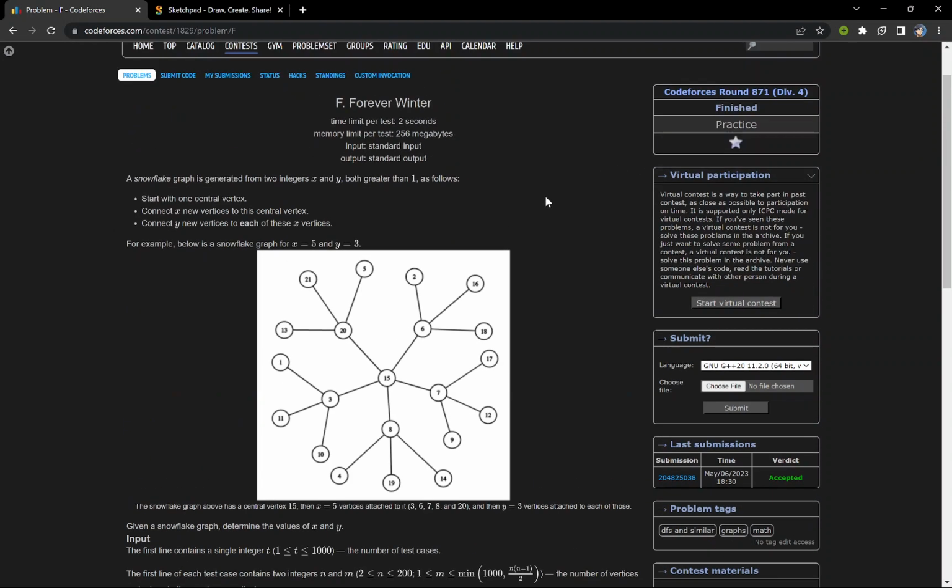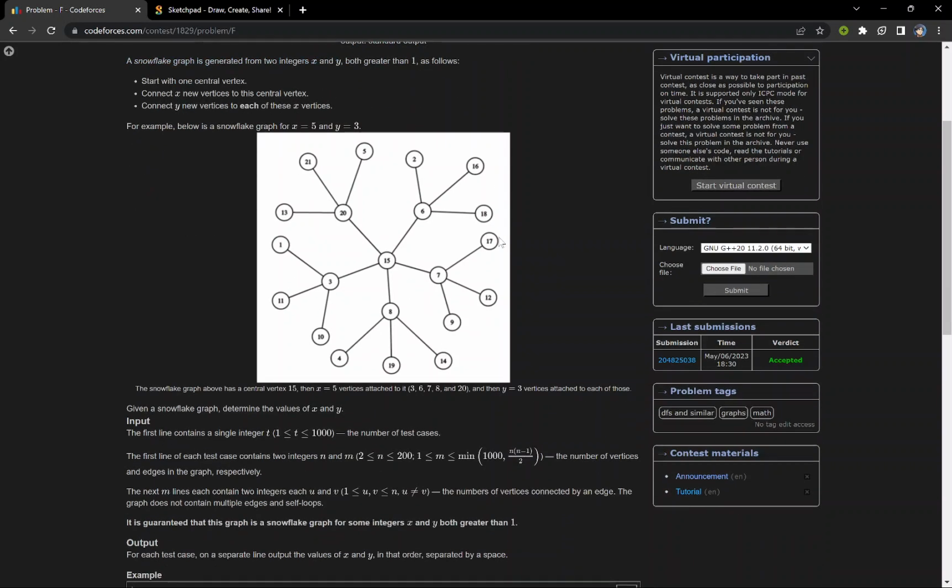So hi again. In this video we are going to discuss problem F of today's contest, which is Forever Winter. The question states that we are given a graph with a central root vertex, and on that center vertex there are x vertices attached to it, and to each of the vertices joined to the center, y nodes are joined as neighbors of that vertex. In other words, we are given a center vertex.